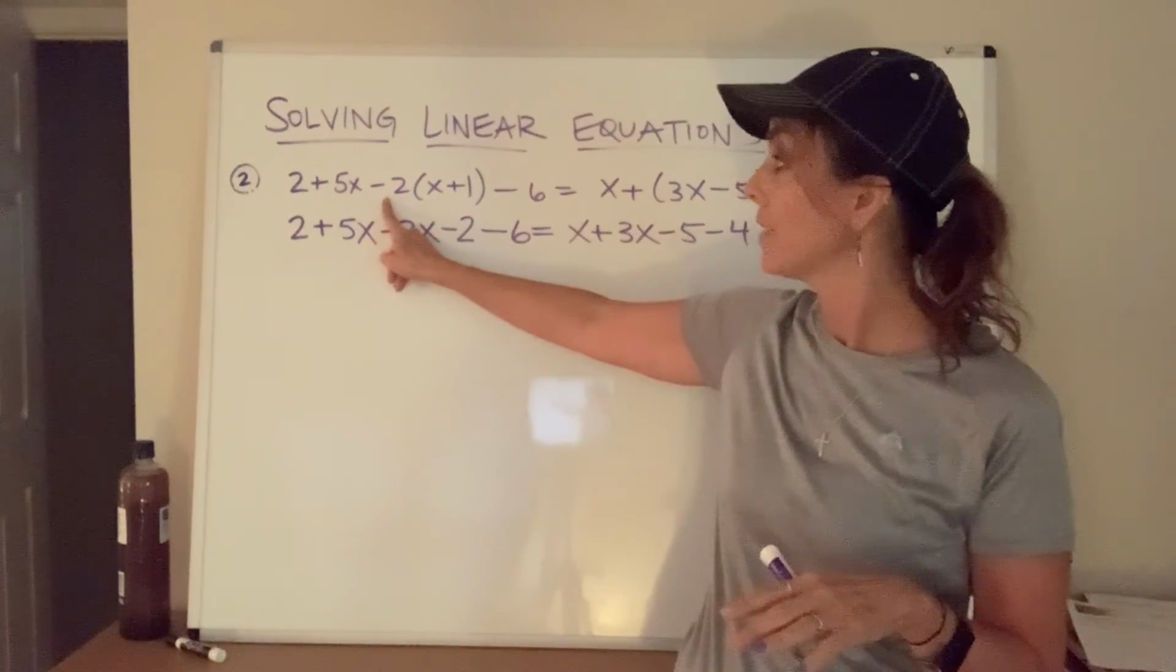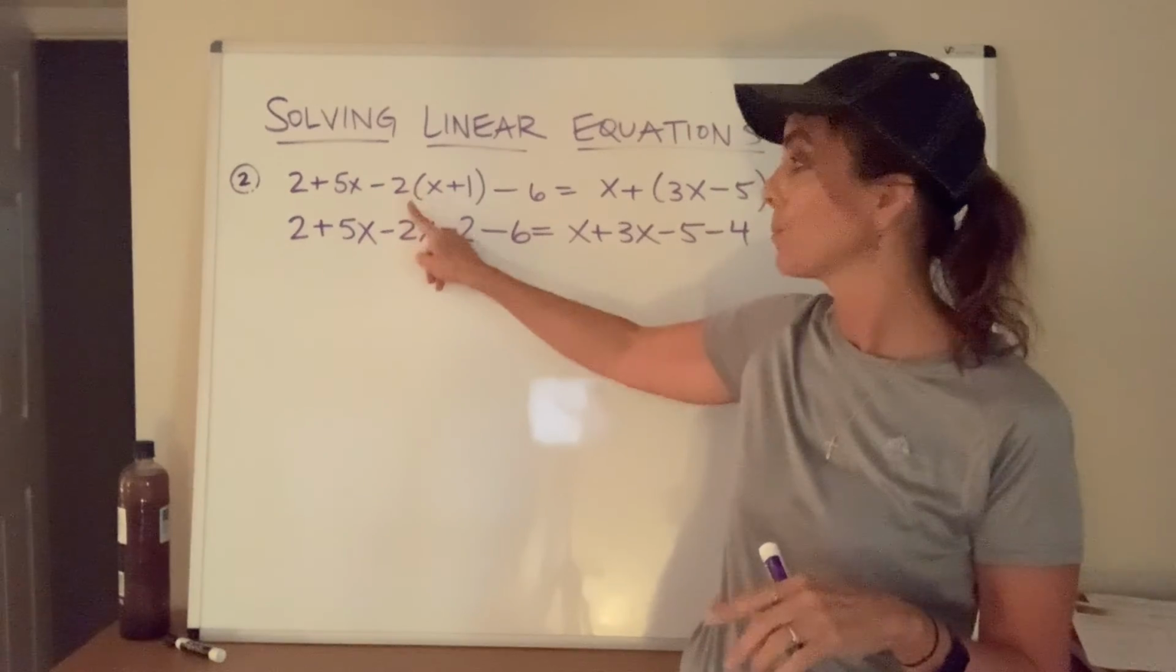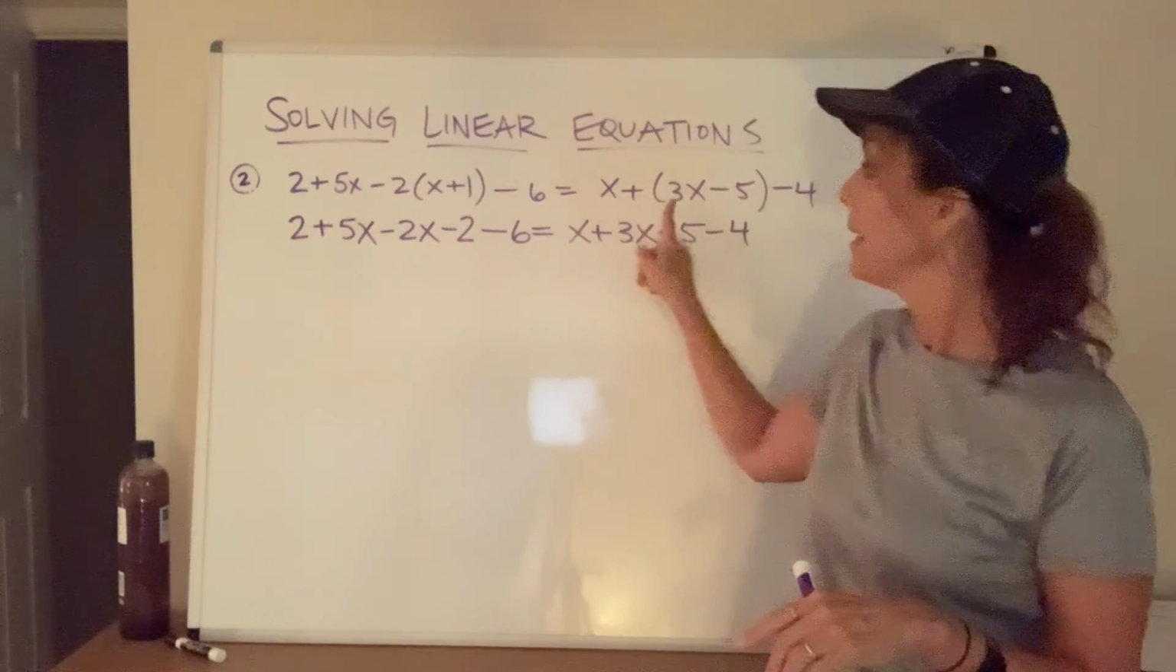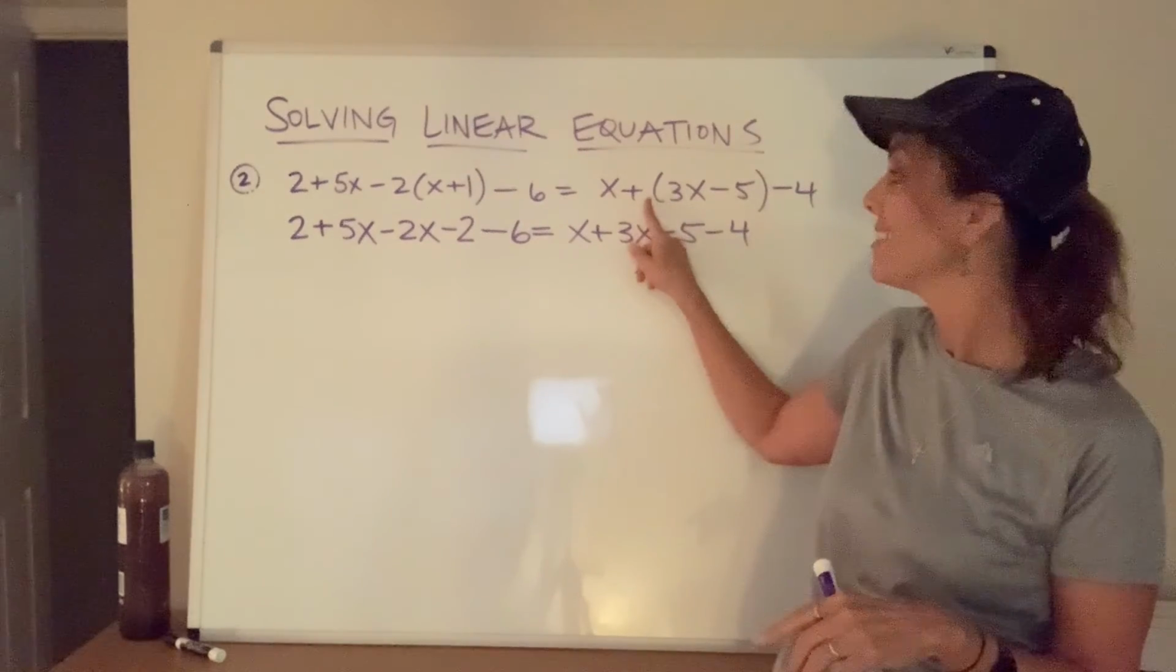Now I've gotten rid of all the parentheses. I've taken that negative 2 and multiplied it through to x plus 1, and it became negative 2x minus 2. And here, the set of parentheses I have had nothing in front of it.